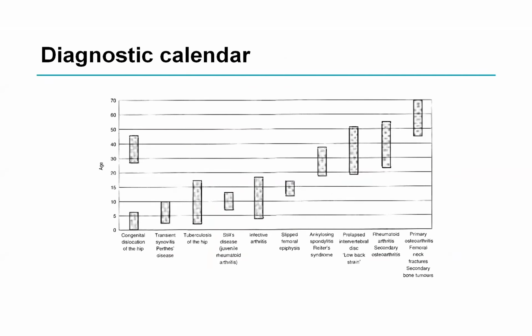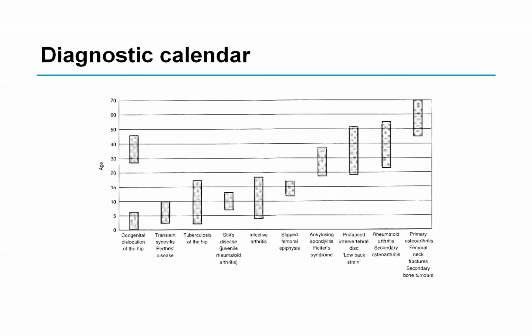When it comes to making up your mind, so you've taken your history and you've examined the patient, about what is actually going wrong with this patient, there's a diagnostic calendar in hip pathology that guides you towards the diagnosis eventually. In the first 5 years of life, we talk about developmental dysplasia of the hip, so congenital hip dislocation and the like. In the second 5 years of life, you'd be talking about transient synovitis, Perthes disease, and at 10 to 15, you'd start to think about slipped upper femoral epiphysis.